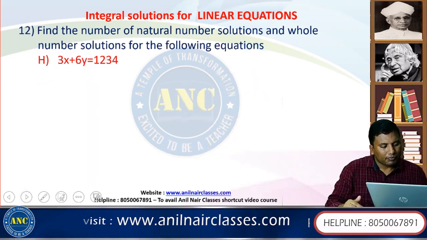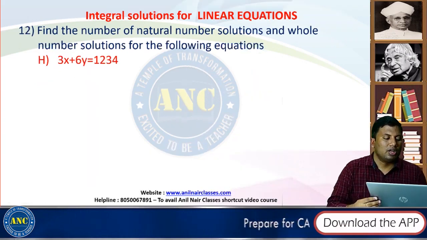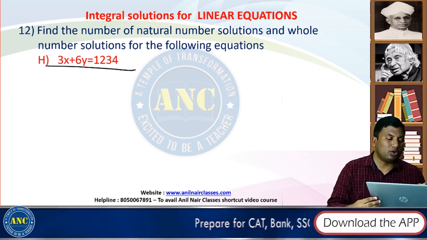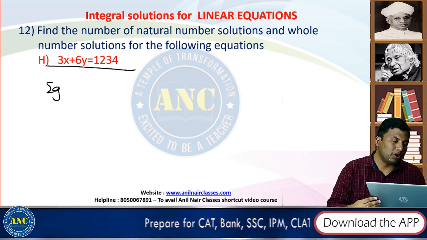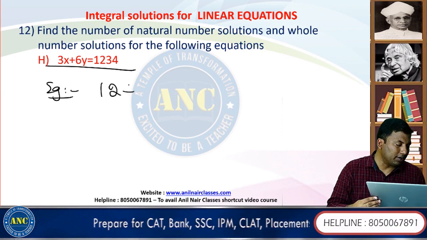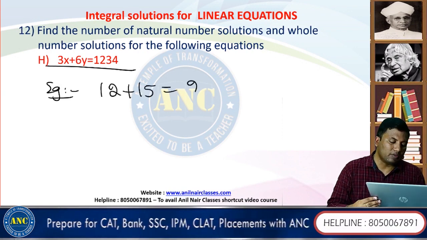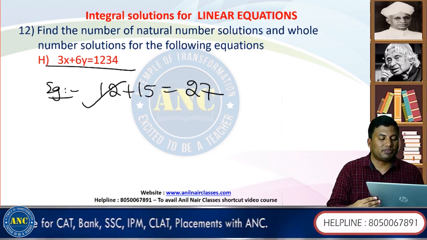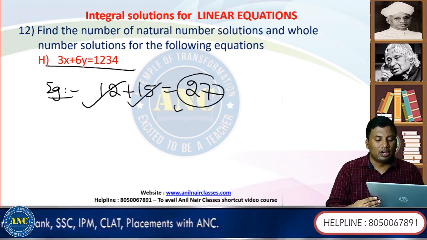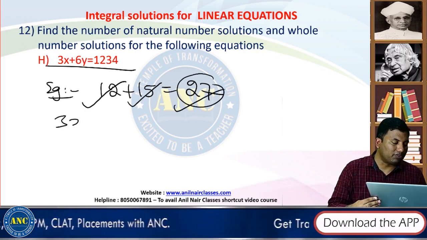Next one. Another beautiful question. 3x plus 6y equivalent to 1234. Example: 12 plus 15, 12 plus 15 is 27. This is a multiple of 3. This is a multiple of 3. 27 is also a multiple of 3.